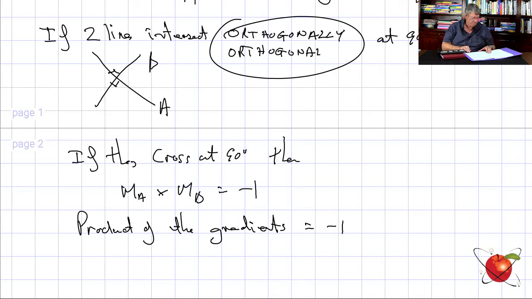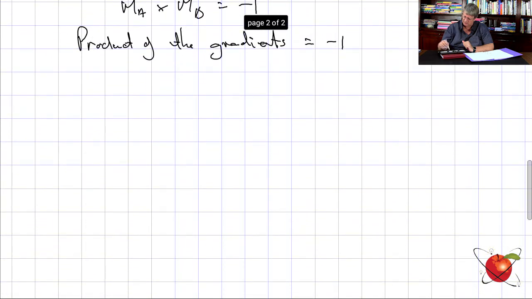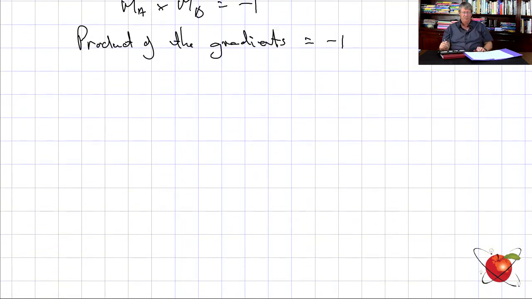Okay. Now, what we're going to be asked is we're going to do some examples using this. They're going to ask us gradients of normals, tangents. Let's look at how we're asked. Here's an example.